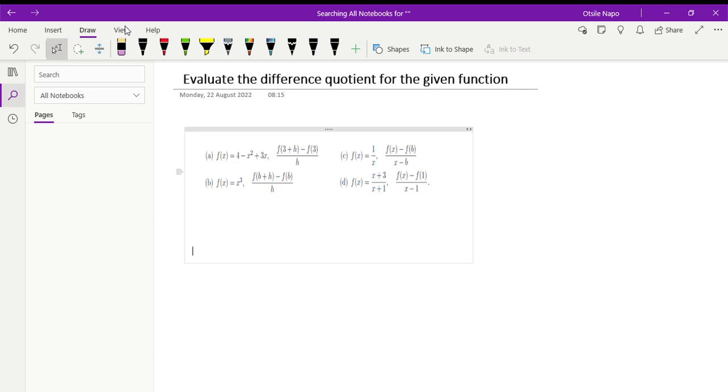So today we're going to look at some simple equations. We're going to look at evaluating the difference quotient for a given function. So the first thing we need to remember is the first principle.